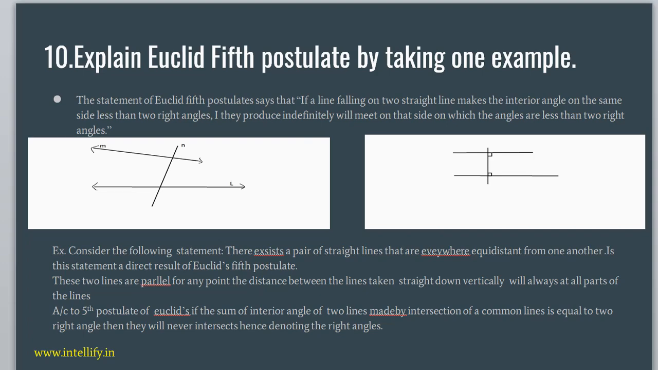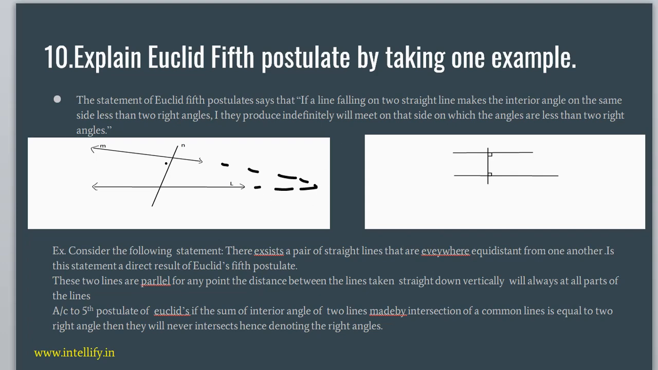So what it says is that if there are two lines and a line intersects both these lines, and the sum of the interior angles made by the line which has intersected both lines is less than 180 degrees, then if the two lines M and L are produced indefinitely, they will meet somewhere, and the angle which they will make will be less than 180 degrees, that is two right angles.